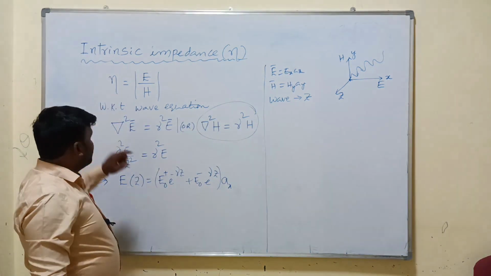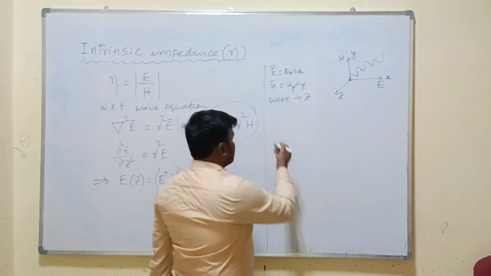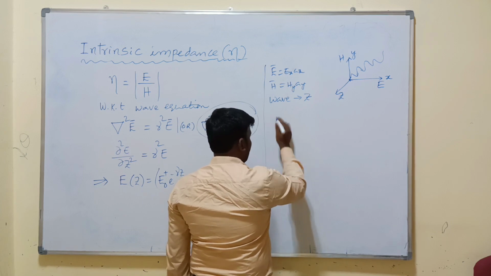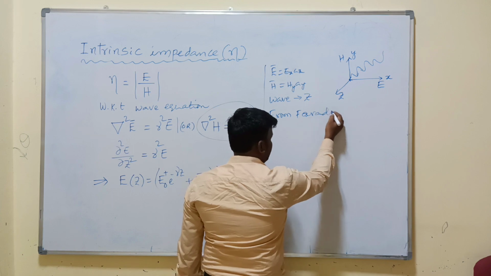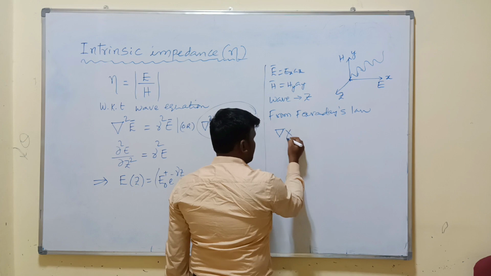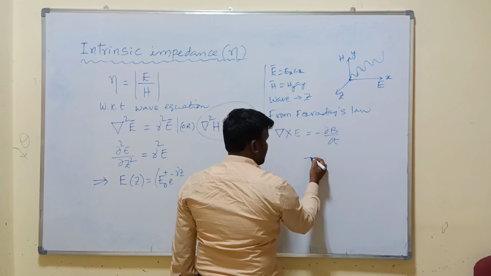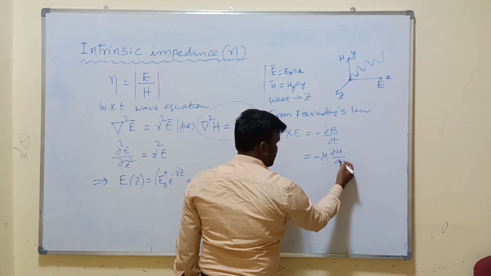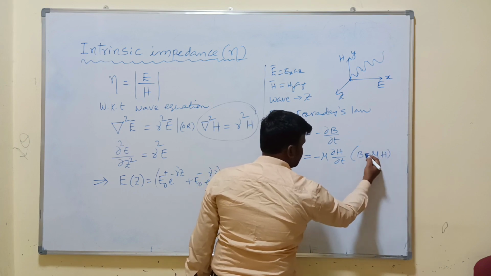In order to derive the expression for eta, we need to use a Maxwell equation, from Faraday's law. We have del cross E equal to minus dou B by dou T. We can write this as minus mu into dou H by dou T, since B equals mu into H.